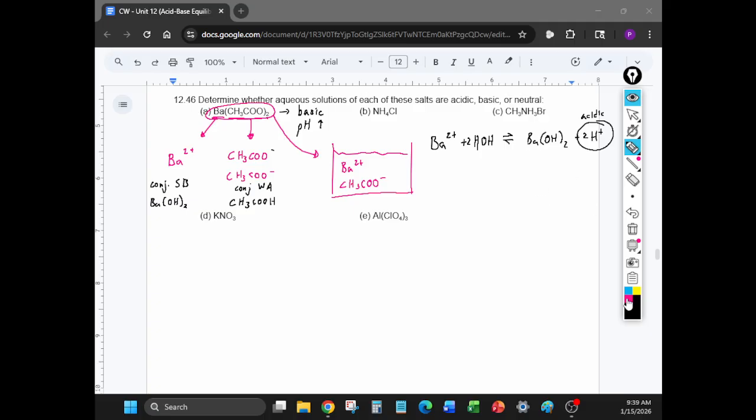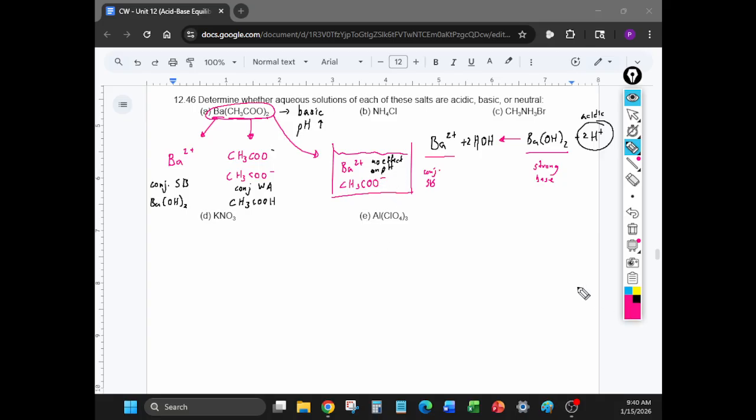However, the problem is Ba2+ is the conjugate of a strong base. If you look at Ba(OH)2, this is a strong base. And as we know, strong acids and bases don't go into equilibrium. It's a one-way reaction. It just ionizes and it doesn't form back. Ba2+ cannot take OH- from the water, and so this reaction does not happen. So Ba2+ has no effect on the pH.